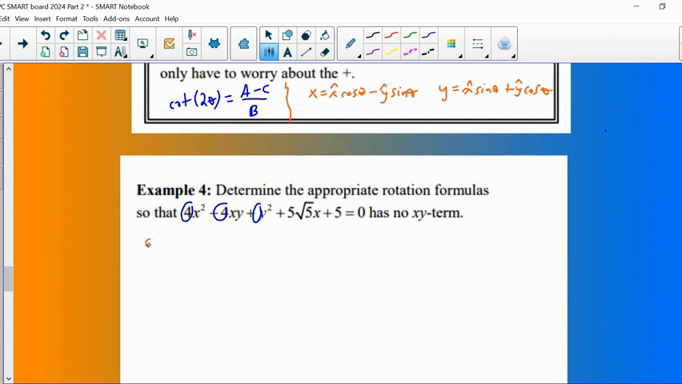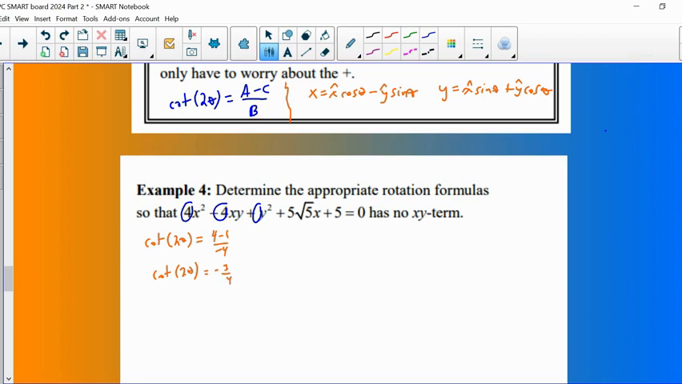And the first thing we're going to do is evaluate this expression. Solve for this equation so we can figure out our angle. So 4 minus 1 over negative 4. So we get the cotangent of 2 theta is equal to negative 3/4.